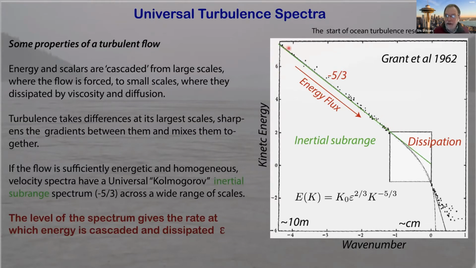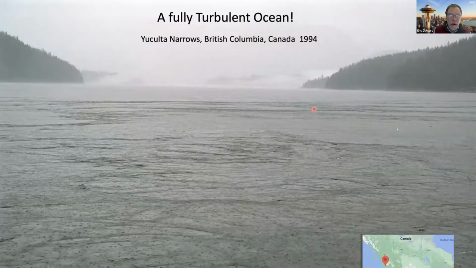And this concept is going to show up in this talk a lot. Any place you see a green line in this talk, it will be because there's an inertial subrange of some sort there. Okay, so this is actually, again, very close to the place that those measurements were named. It's up in British Columbia.